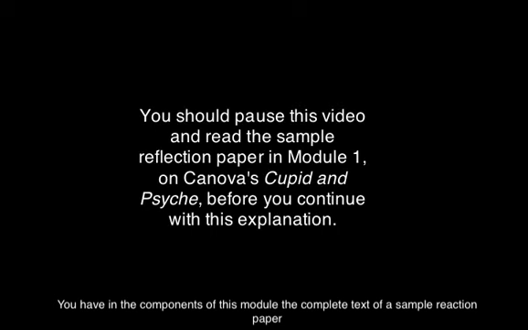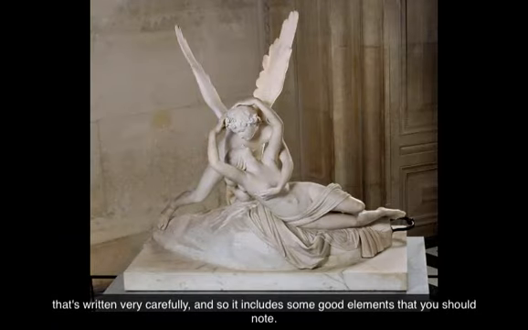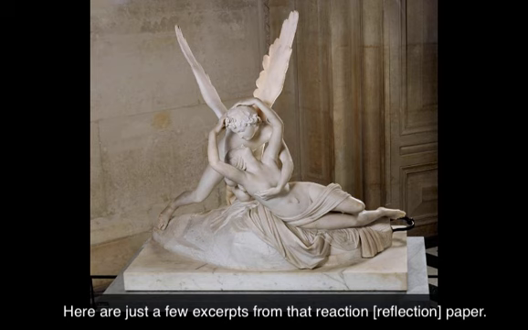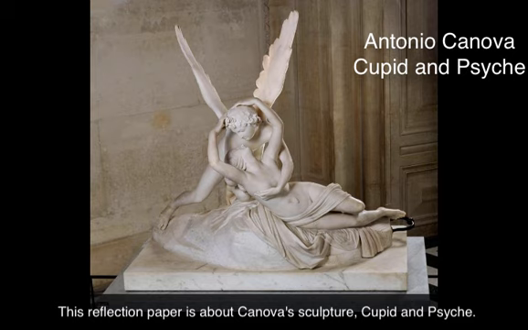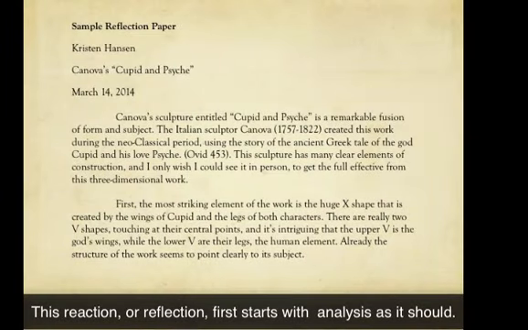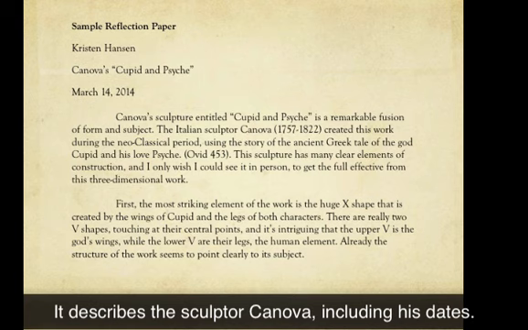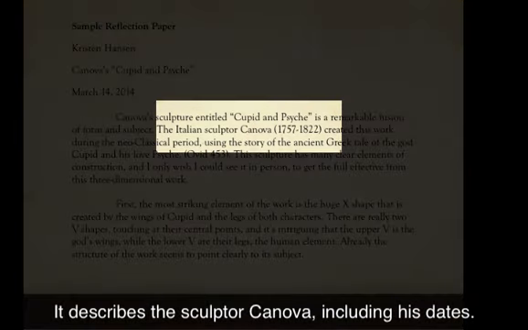You have in the components for this module the complete text of a sample reaction paper that's written very carefully, and so it includes some good elements that you should note. Here are just a few excerpts from that reaction paper. This reflection paper is about Canova's sculpture, Cupid and Psyche. This reaction or reflection first starts with analysis, as it should. It describes the sculptor, Canova, including his dates.